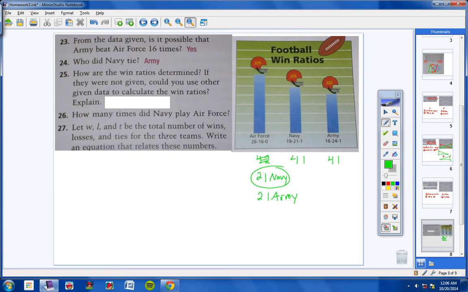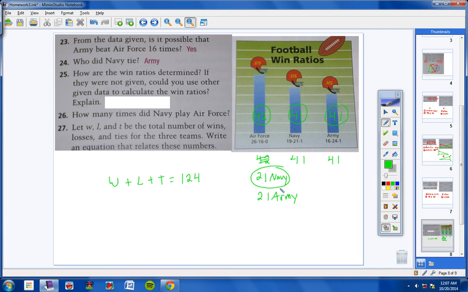Okay, moving on. Now, number 27. Let W, L, and T be the total number of wins, losses, and ties for the three teams. Write an equation that relates these numbers. Okay, it's so easy. All of your wins plus all of your losses plus all of your ties would equal 124, because they put a total of 42 games here, 41 games here, and 41 games here.